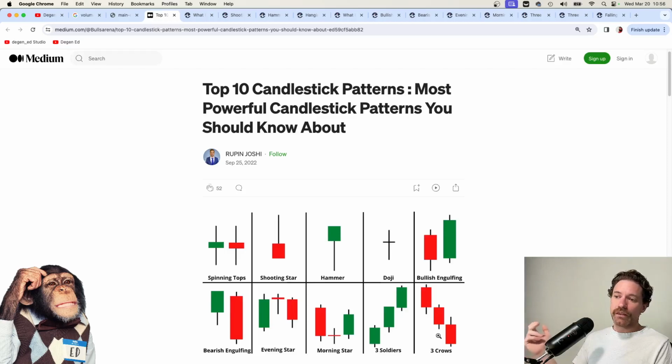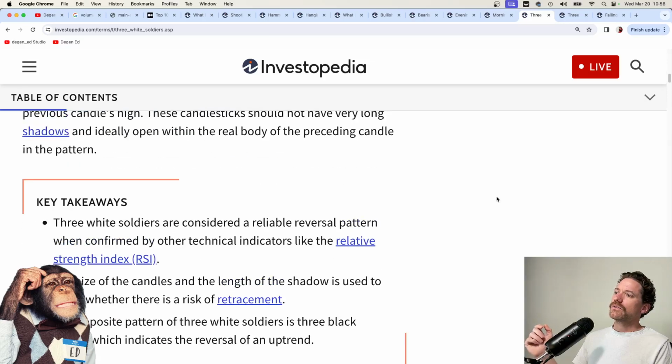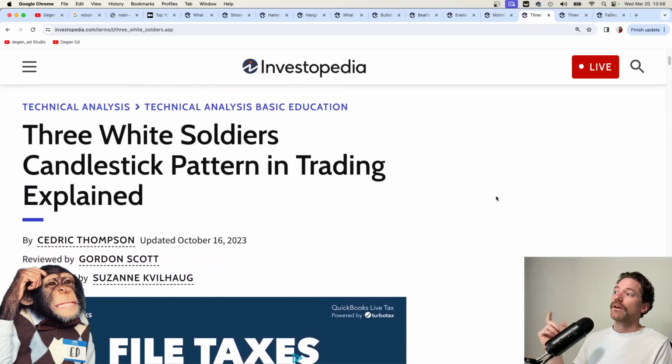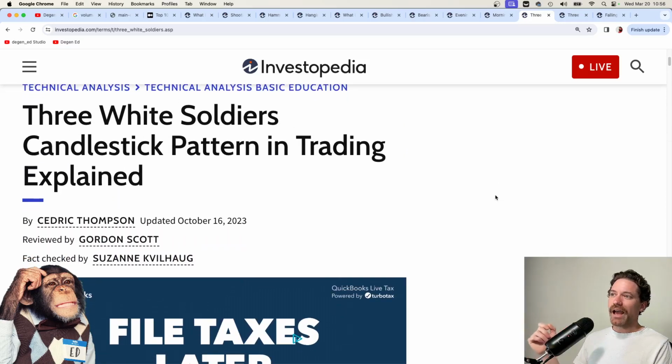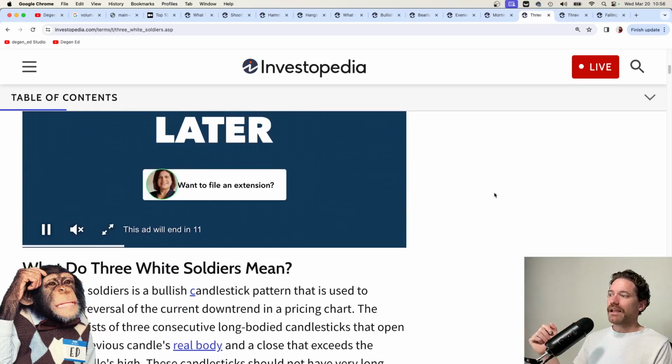And then coming back to the list of these 10, I'm going to go over the 3 soldiers and 3 crows, also going over the falling 3 methods, because I think that is important, because while this does look like 3 soldiers, it could be part of falling 3 methods, so something to keep in mind there. So just going over here to the top, 3 white soldiers candlestick pattern in Trading Explained.